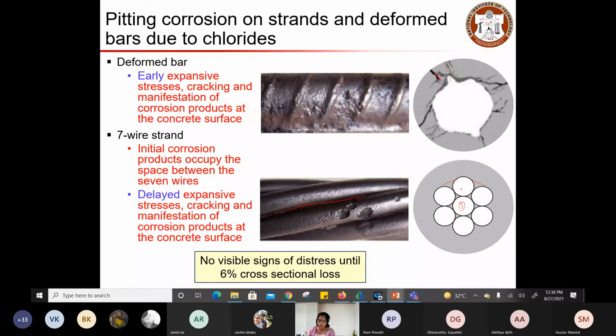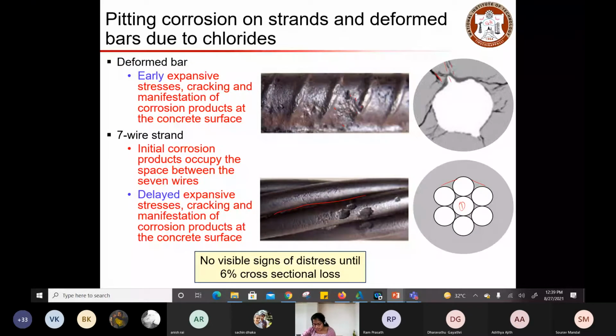So you may not be able to address the problem at the initial stage unless you find a significant failure in the system. So these two are the major differences you can notice between the deformed bars and 7-wire strand. In deformed bar, you can observe early cracking because of the expansive stresses, and thus you can visibly look at the corrosion products on the concrete surface.